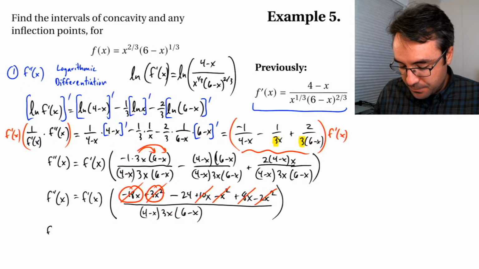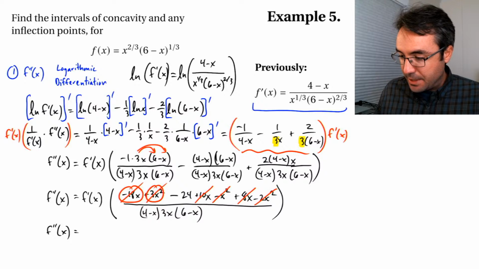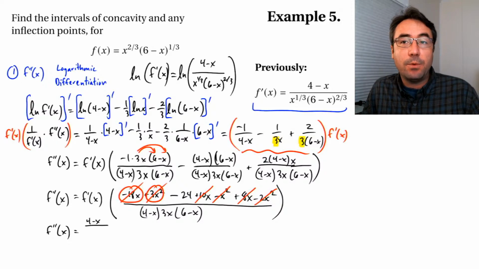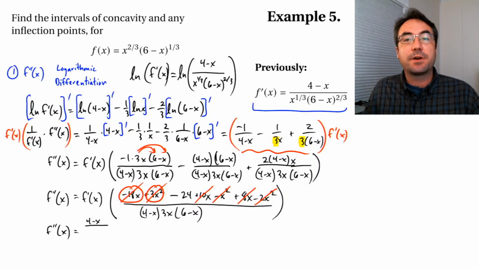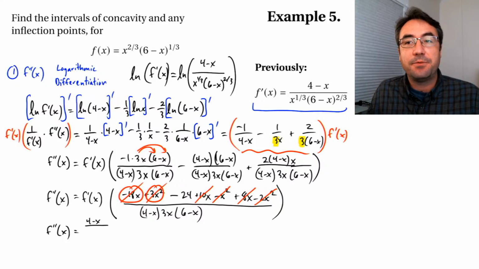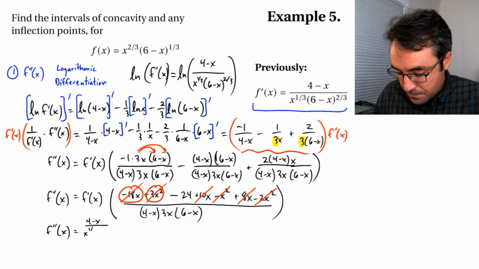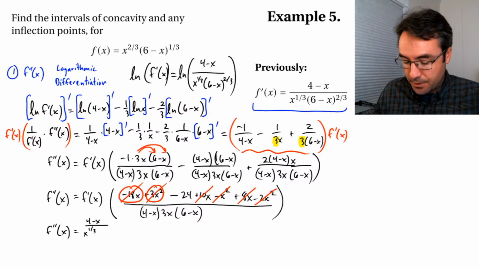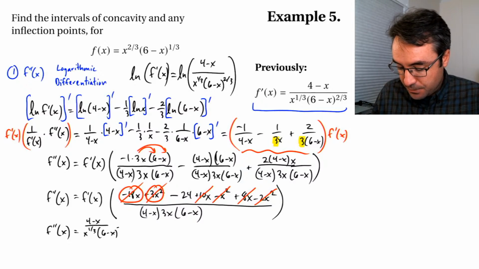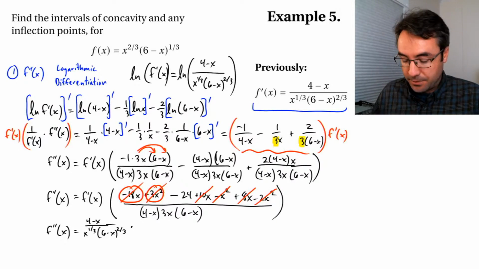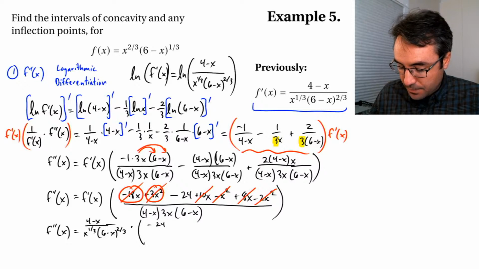So when we do this, we end up with our second derivative being 4 minus x. And let's actually put in now what f prime was. That's one of our steps with log differentiation. We want to put in what f prime was originally. So it was 4 minus x over x to the 1/3 times 6 minus x to the 2/3. And then let's write down what we found after simplifying the rest there. It was negative 24 over 4 minus x times 3x times 6 minus x.